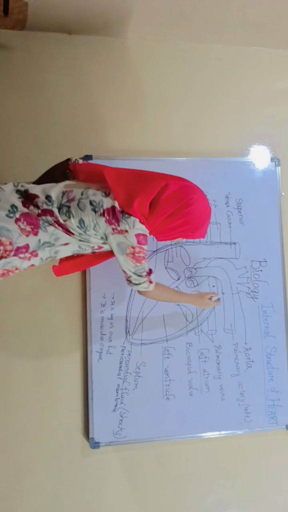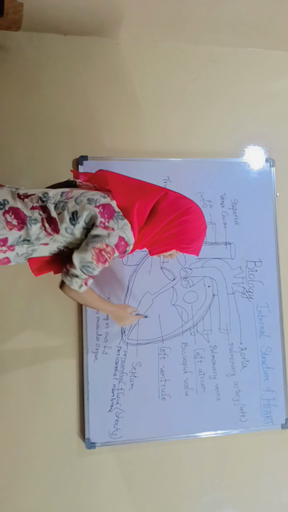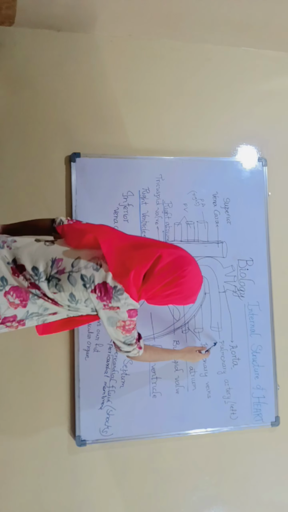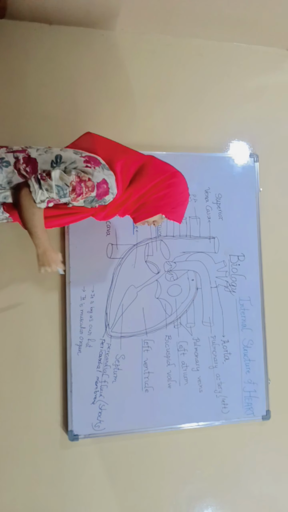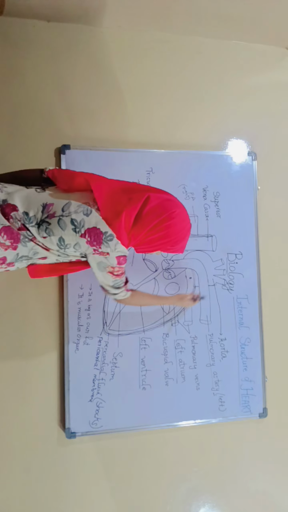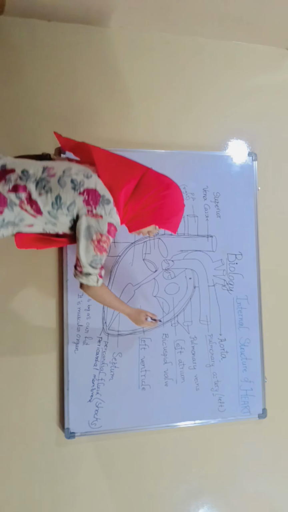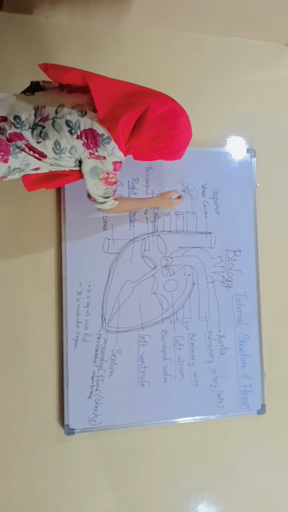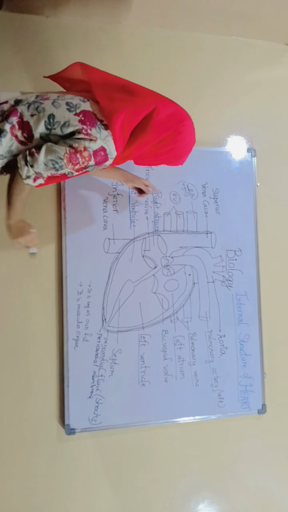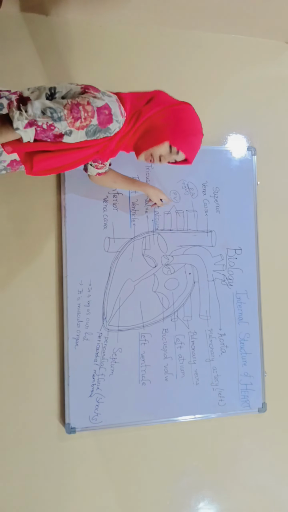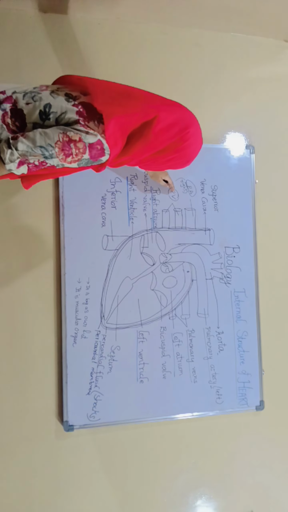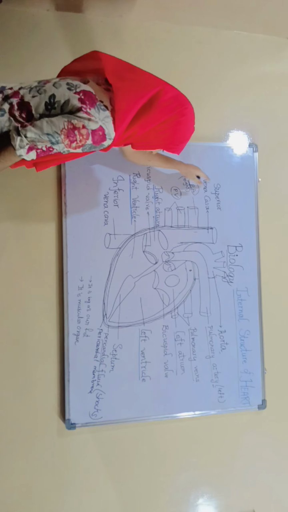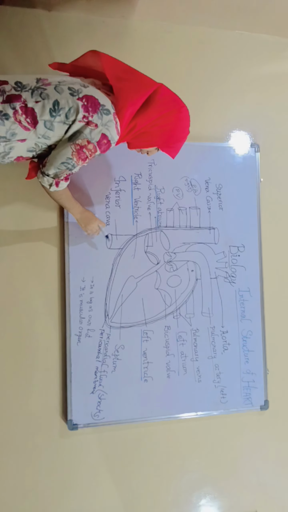This is the largest artery called aorta. The relatively small artery is called pulmonary artery, which is located upward of the left atrium. Small veins are pulmonary veins. This is right pulmonary artery, this is left pulmonary vein. This is right pulmonary vein. This is superior vena cava, this is inferior vena cava.